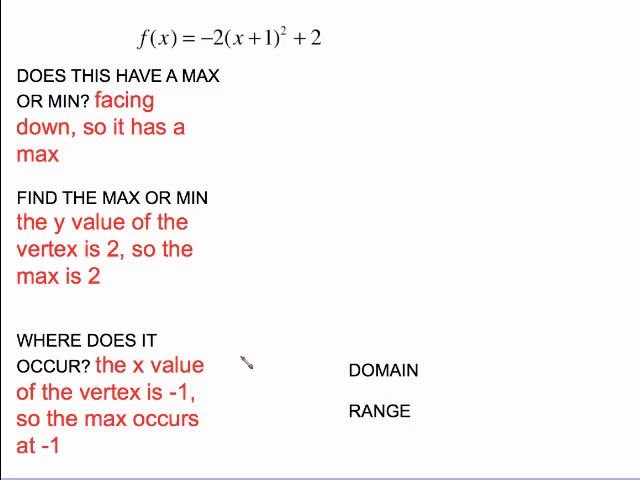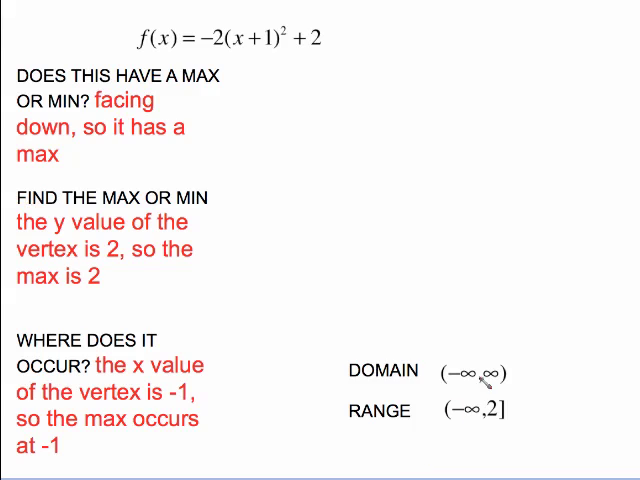Let's take a look at domain and range. Domain is your simple -infinity to infinity. Now the range is going to be a little bit different because this parabola is upside down. This range is going to have a minimum y value of -infinity and go up to a maximum y value of 2.